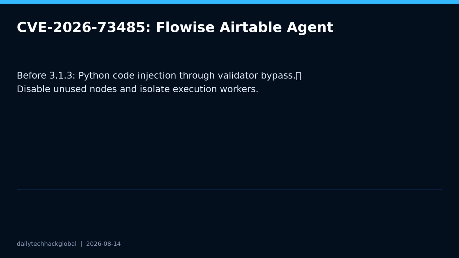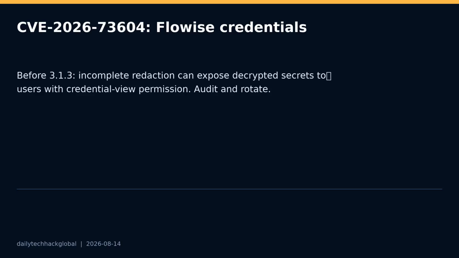The defensive lesson is that block lists are fragile in AI workflow nodes that execute or evaluate code-like inputs. Update, disable unused agent nodes, isolate Python execution, and monitor unexpected network or file activity from workflow containers.